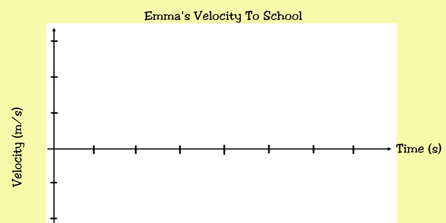You'll see my title is a bit descriptive rather than just velocity versus time. Since I know a bit more about what created this graph, what motion there was, I titled it a little bit more specifically, saying Emma's velocity to school. I also labeled my axes. The velocity is on the y-axis, time is on the x-axis, and I've put some markers along the way. But I have yet to put a scale on my graph.